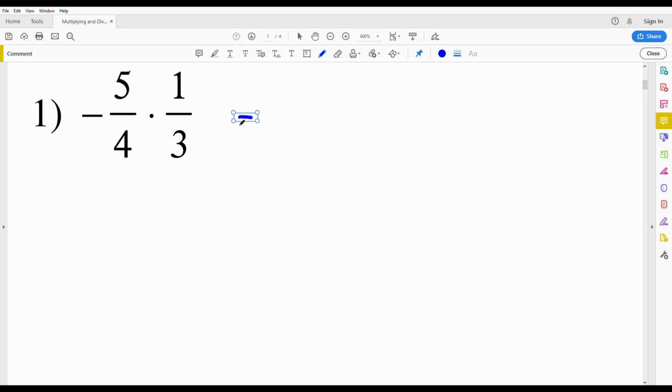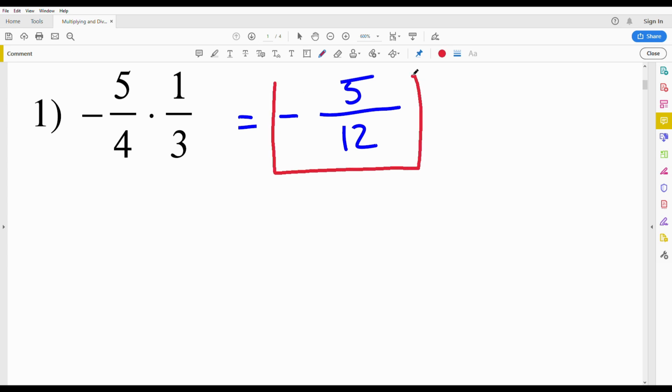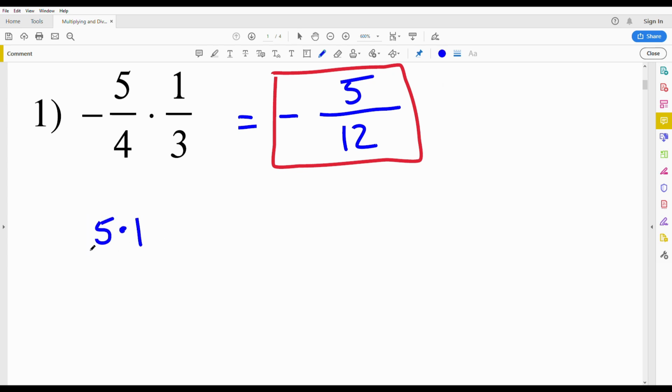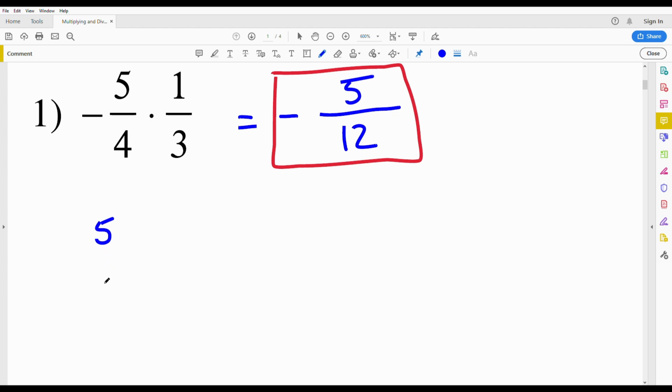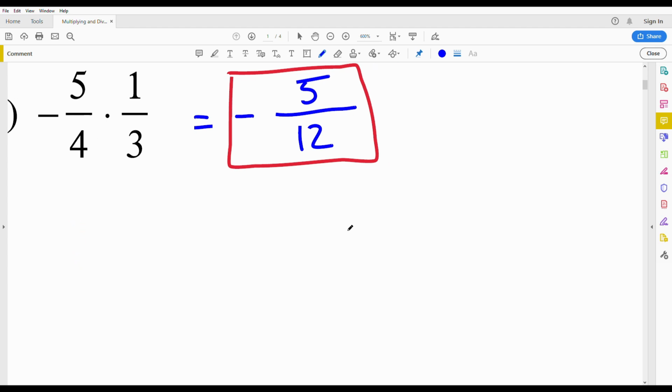So 5 times 1, knowing that our answer is negative, that's going to be 5 in the numerator, and 4 times 3, that's going to be 12. So we have a negative 5/12 for our solution in number 1. And again, what we do is we just take 5 times 1 and we put that over 4 times 3. 5/12, and our solution's negative, because a negative times a positive is a negative. Let's move on to number 2.